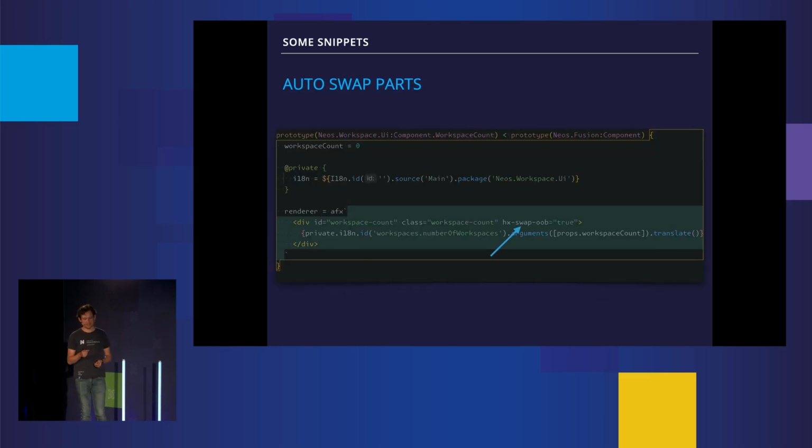You can tell HTMX to automatically swap parts. For example, if we have a component that's always there, in this case it's the workspace count at the lower left of the module, every time it spots this counter in the rendered response from the server, it will automatically replace that count. So when you delete a workspace or you add a workspace, we just send the count as a fragment in the response, and HTMX knows to put it there to update our little corner with the count. That's very helpful.